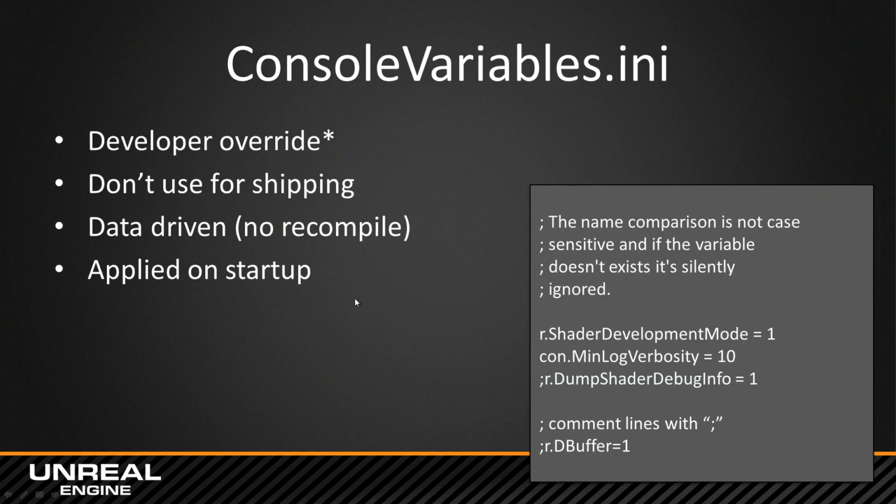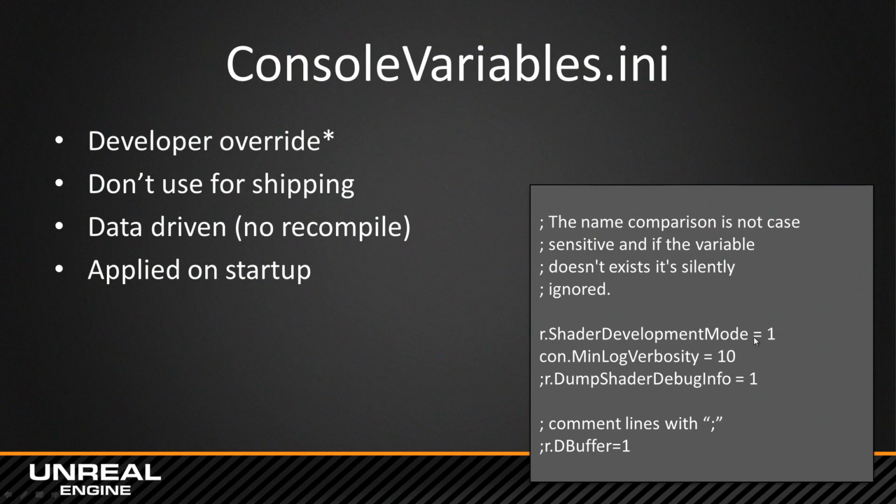There's a file called consolevariables.ini. That's a good one for developers to use to override settings so that they don't have to type them in one after another when they start up the engine. So that one is not what you should ship with. This is really for the developer. It's very useful to just put in the settings there.